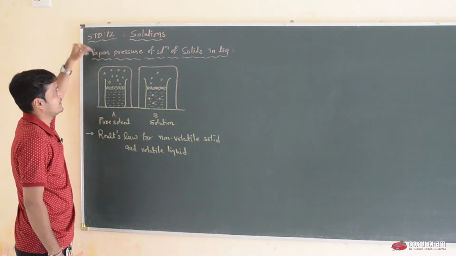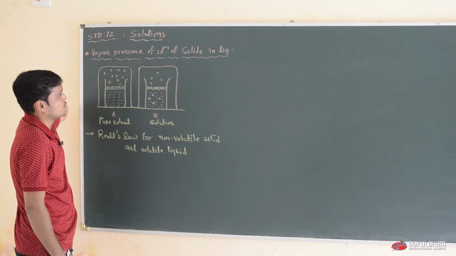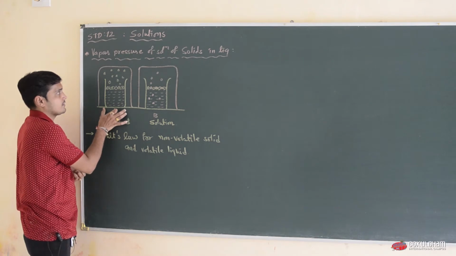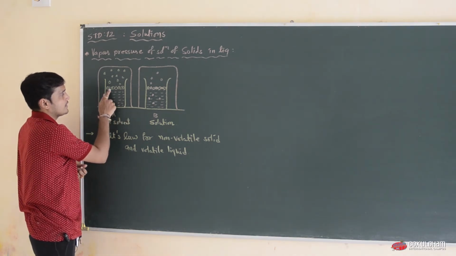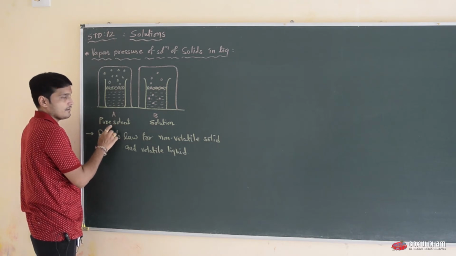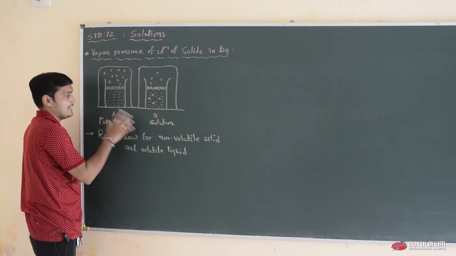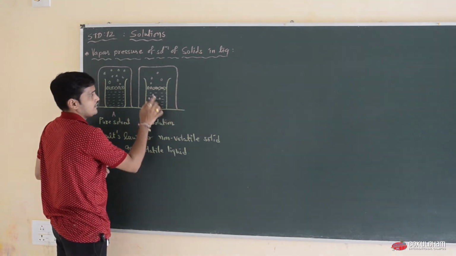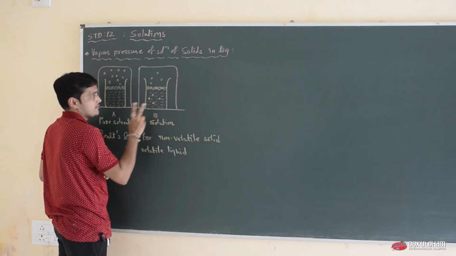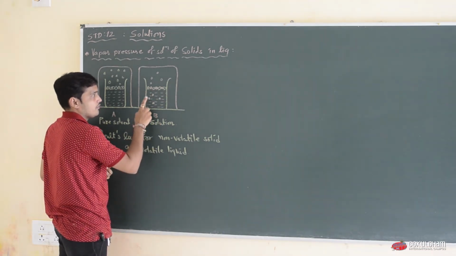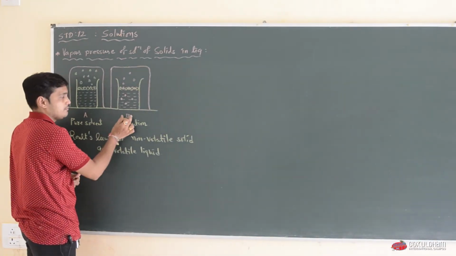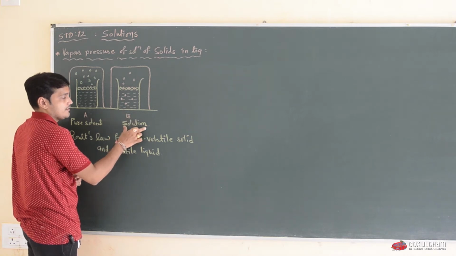Here you can see these two identical beakers. In the first beaker you can see one colored particles are there. So this beaker is for pure solvent, and in this beaker you can see two different colored particles, means two components are there. One is solute and the other one is solvent. So this beaker B is solution.